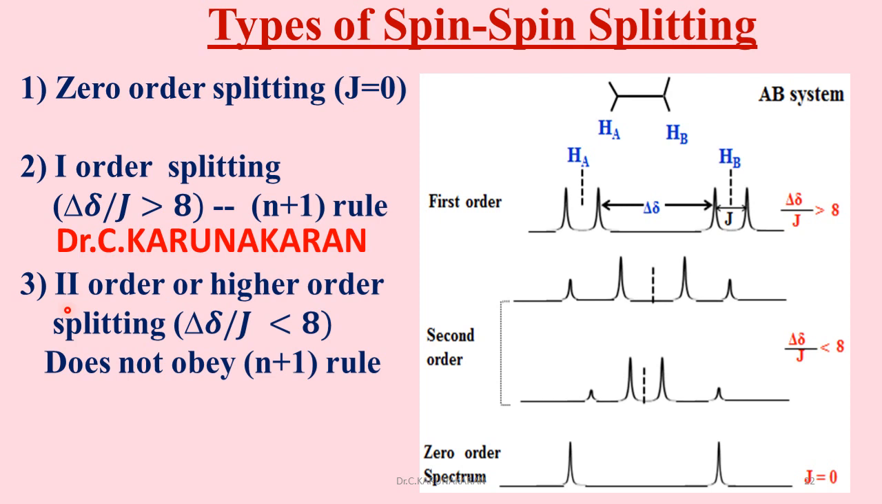Let us now see what is second order or higher order splitting. When delta delta by J is less than 8, that is, the J value is greater. In this case, the J value is greater than delta delta, whereas in the earlier case the delta value is greater than the J value. Here you see the J value is greater than delta delta, that is, delta delta by J less than 8. In that case, it does not obey the n plus 1 rule.